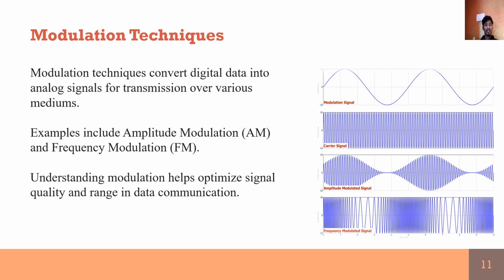Modulation techniques. Modulation techniques convert digital data into analog signals for transmission over various mediums. Examples include amplitude modulation and frequency modulation. Understanding modulation helps to optimize signal quality and range in data communication.